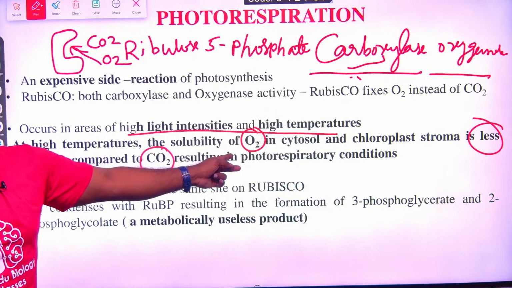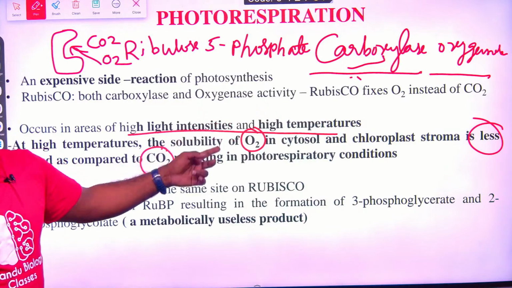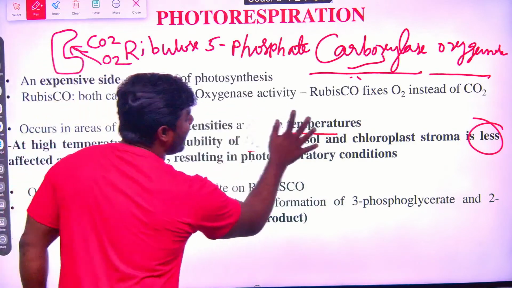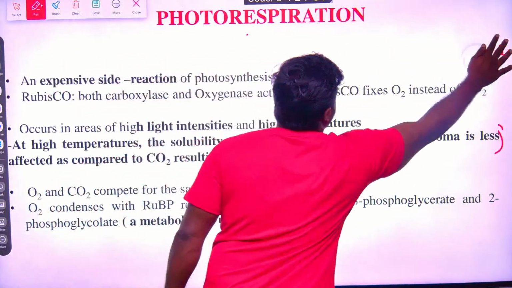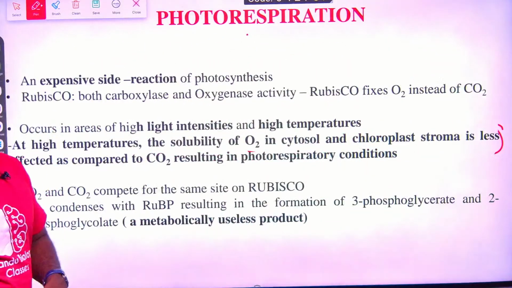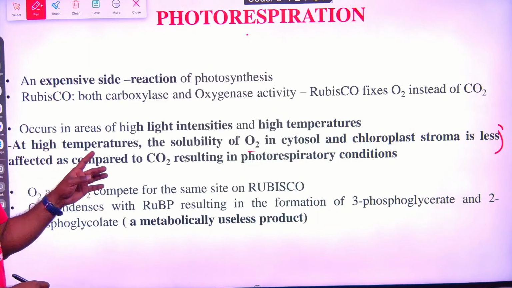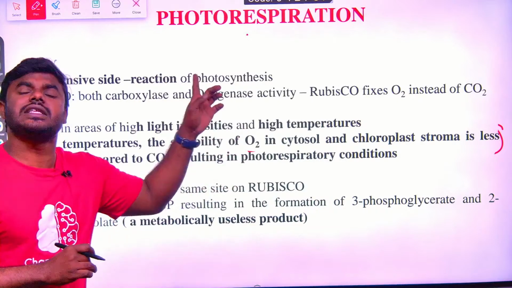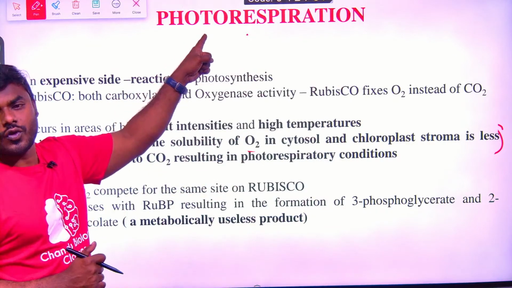Oxygen is higher. Why is oxygen higher? Because temperature is higher. As a result, the carbon dioxide got solubilized. Now everyone, don't get confused. Slowly think and answer the question. Anyway, the fixing of oxygen instead of carbon by Rubisco is called photorespiration.